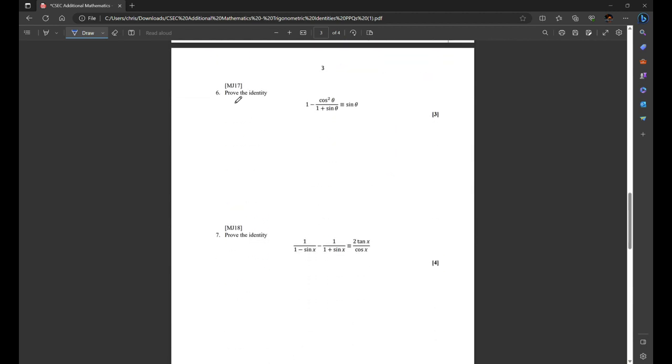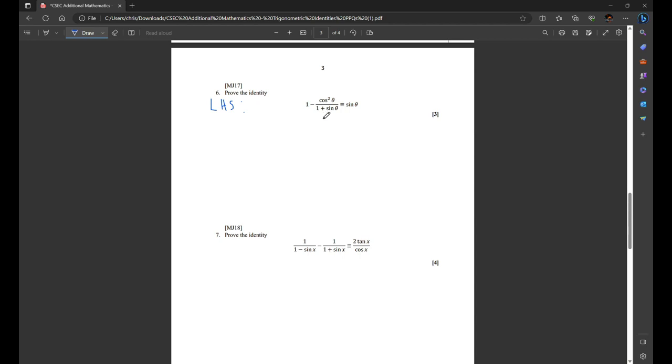May, June 2017. So this one looks a little similar to, I think, number 1. So let's see what we can do here. So again, we're going to use the LHS, left hand side, and we are going to go right ahead and get into it. So let's see, what can we do here.